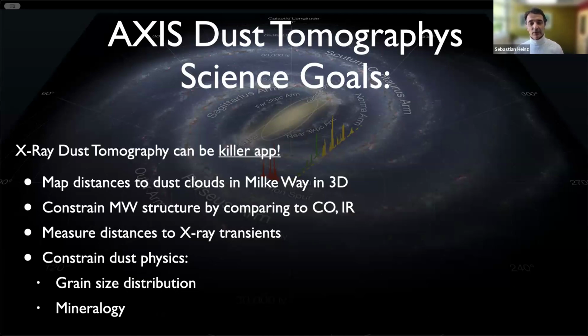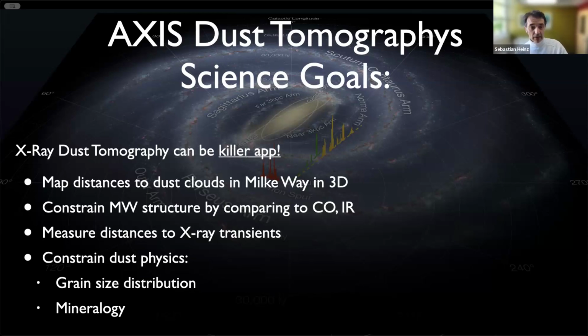So what is the science that we can hope to accomplish with this technique? It allows us to map out dust distributions in the Milky Way in 3 dimensions. We can measure distances to dust clouds, in principle only constrained by our knowledge of the distance to the background X-ray source. And then we can use our constraints on dust clouds to constrain the Milky Way structure by itself, by comparing it to observations at other wavebands, most notably in CO and in the infrared, where extinction mapping allows us, at least nearby, to make very good dust maps in 3 dimensions as well.